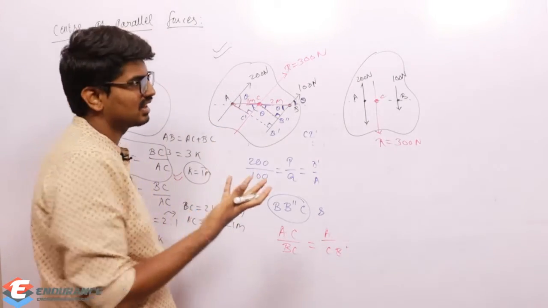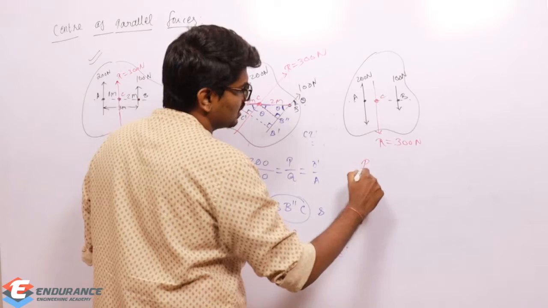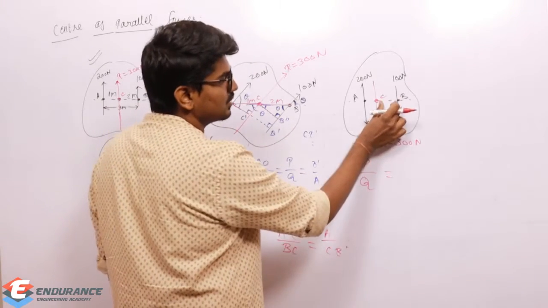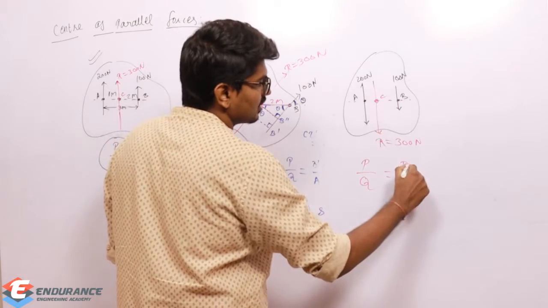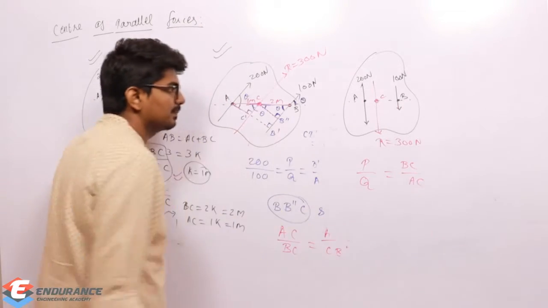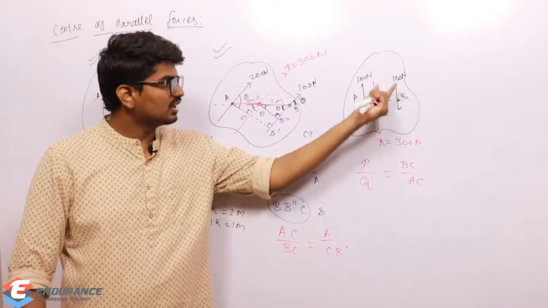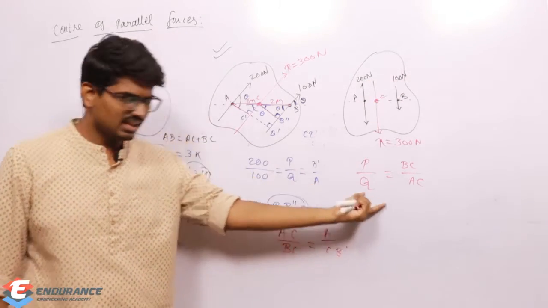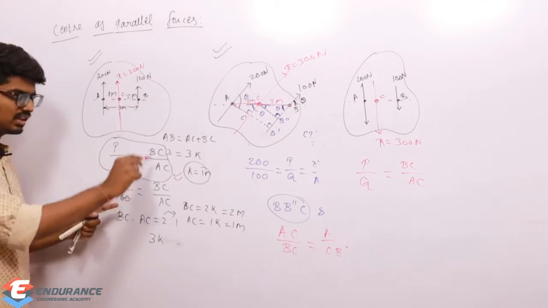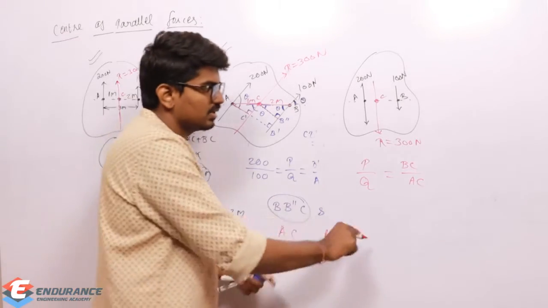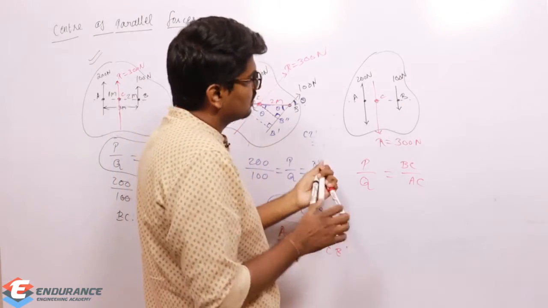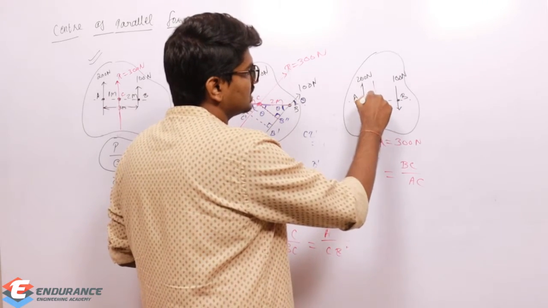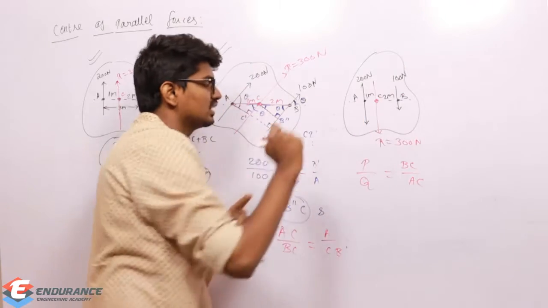Nothing, it's very simple, right? P by Q is not going to vary. P by Q will be equal to what? Inverse ratio is BC by AC. Am I right? For 200 Newton, I need to take this distance. For 100 Newton, I need to take this distance. Is the equation varying? Here also P by Q is equal to BC by AC, which implies still I will be getting this as 1 meter and this as 2 meter.